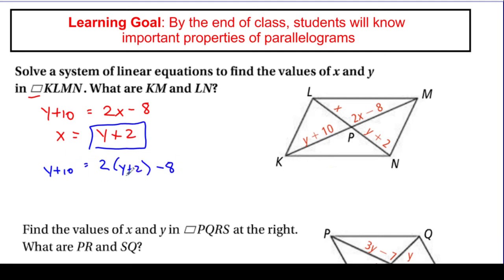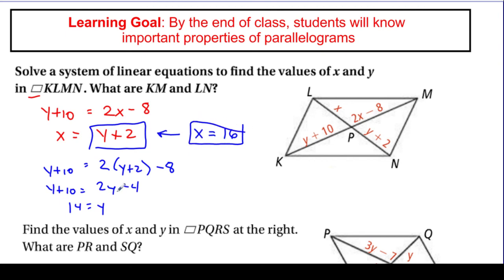I'm going to distribute out the right-hand side so I can do some combining like terms. y plus 10 is equal to 2y. Well, this is going to be 4. 4 minus 8 is negative 4. So I can find out what y is: subtract the y over, add the 4 over, and it looks like I get a 14. So y is equal to 14, and then it's very simple to go to this expression right here and just plug in the 14, and I find out that x is equal to 14 plus 2, which is 16.